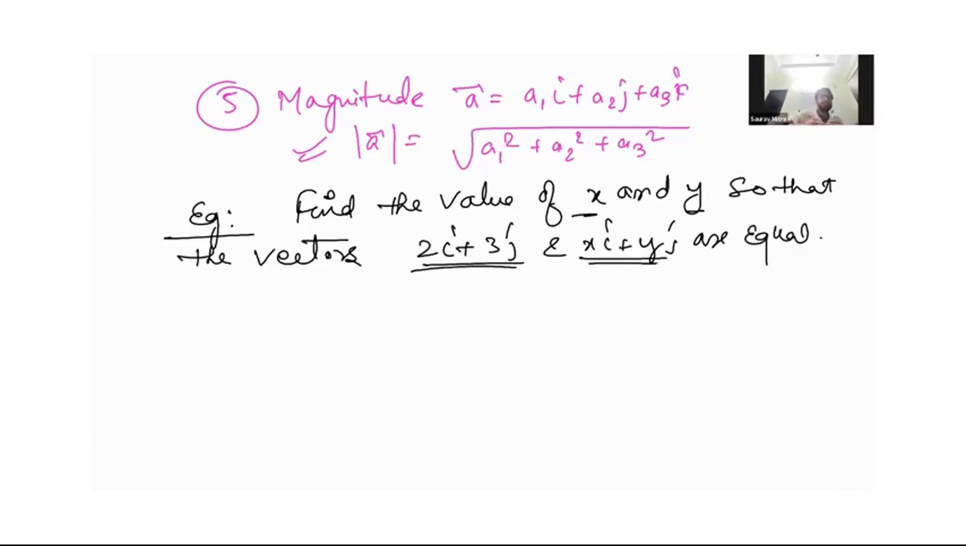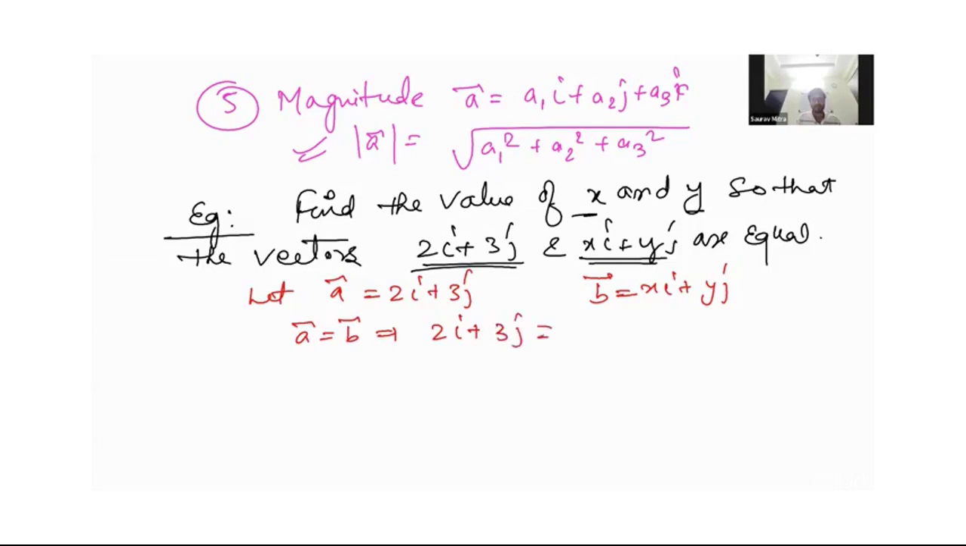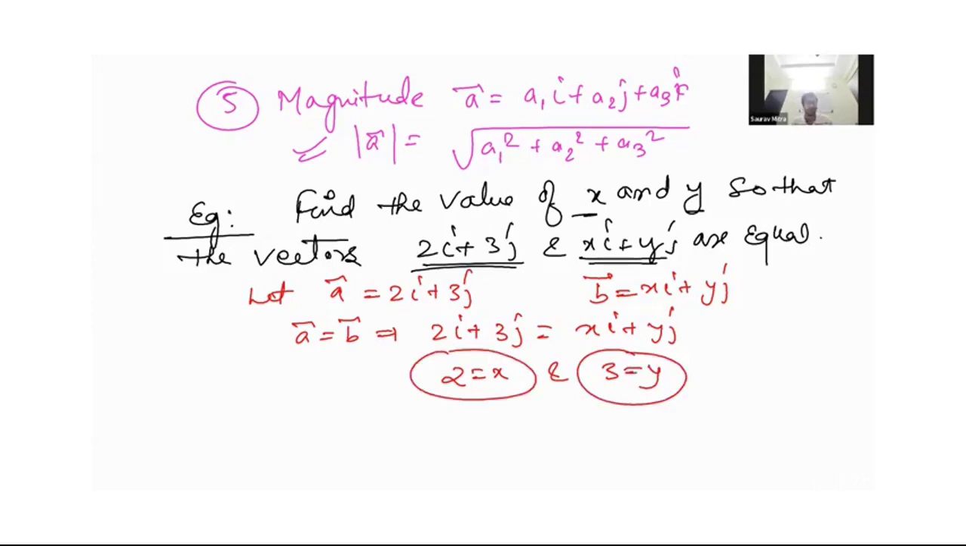So that means if two vectors are equal, let us say my a vector is equal to 2i plus 3j, and my b vector is equal to xi plus yj. If a vector equals b vector, then 2i plus 3j equals xi plus yj. That means 2 equals x and 3 equals y. Clear? So if two vectors are equal, that means their respective components are equal. So you have to compare the components and find the respective values. Clear?